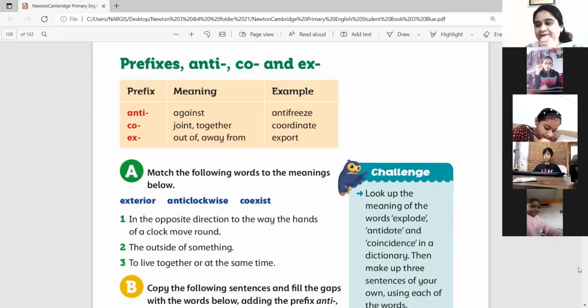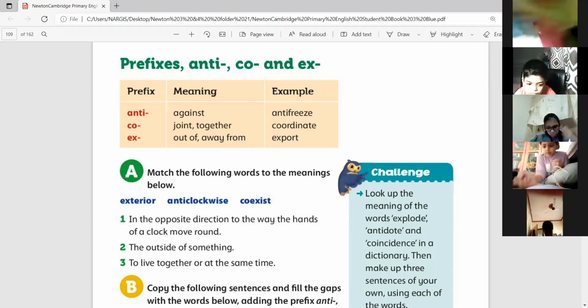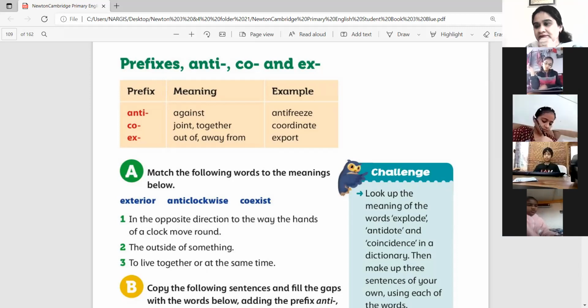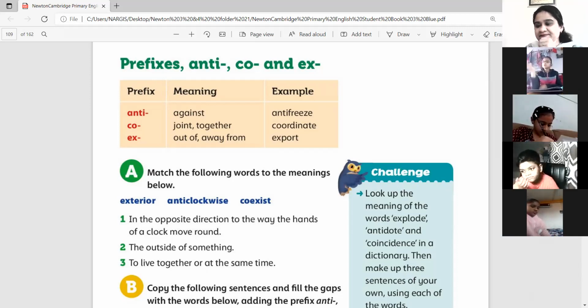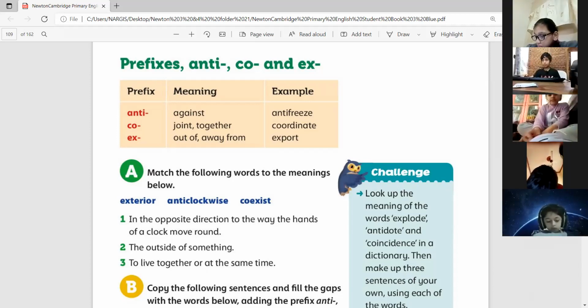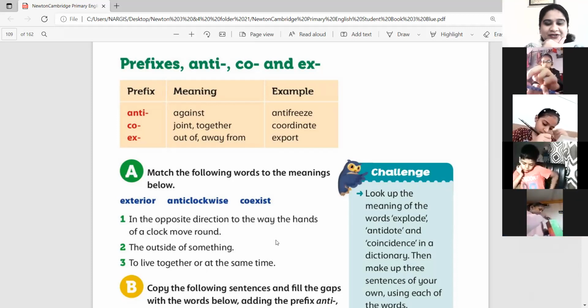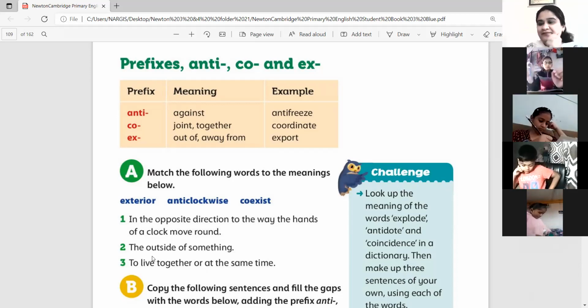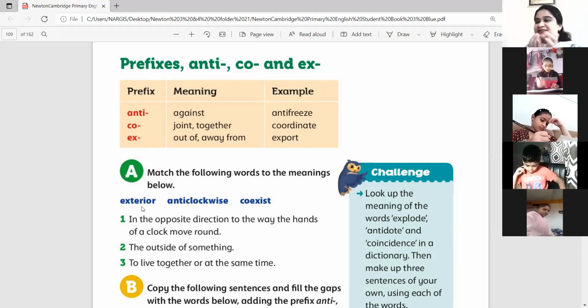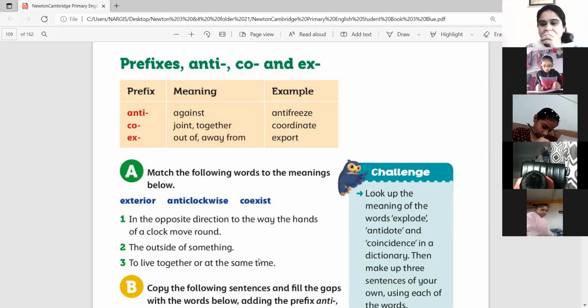Mariam, I can't see you writing. Okay, now the second one. The outside of something. What does it mean? Exterior. Second answer is exterior. Outside is called exterior. Inside is interior. Okay, so outside is exterior. The second answer is exterior.